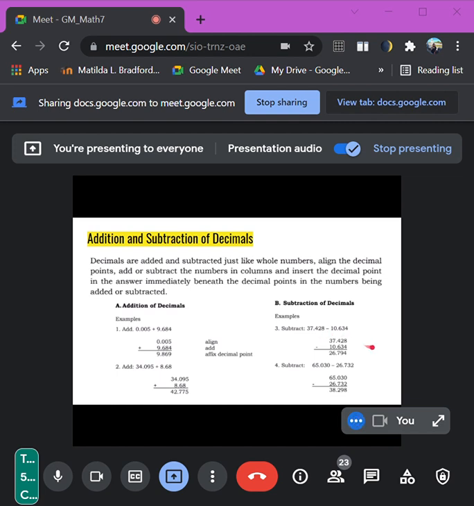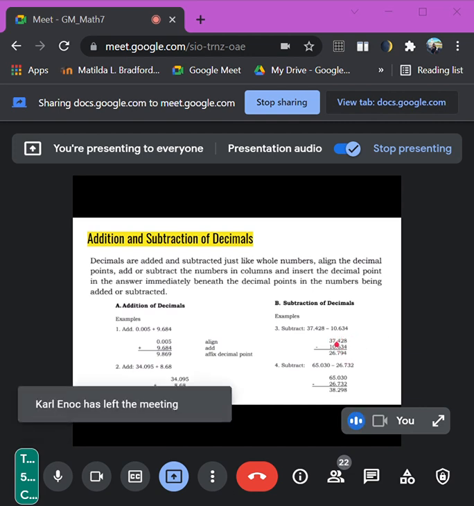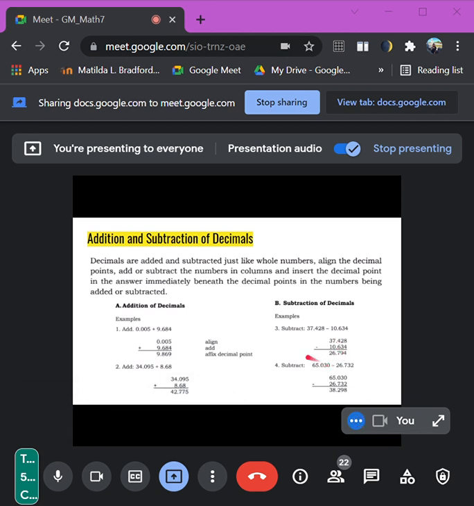37.428 minus 10.634. So, we align this again, class. You can see there, their decimal points should be aligned. And then, use the operation provided, which is subtraction. 8 minus 4, that is 4. 2 minus 3, it can't be, so we borrow. So, 4 becomes 3, and then 2 becomes 12. 12 minus 3, that is 9.